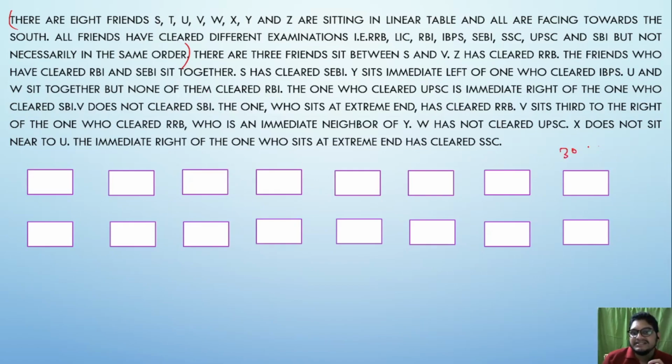Scheming hardly takes 30 seconds, not more than that, right? But you will get a lot of information in scheming. So let's just scheme. There are 3 friends sit between S and V. I don't know, they can come anywhere. Z has cleared RRB, the friends were okay.